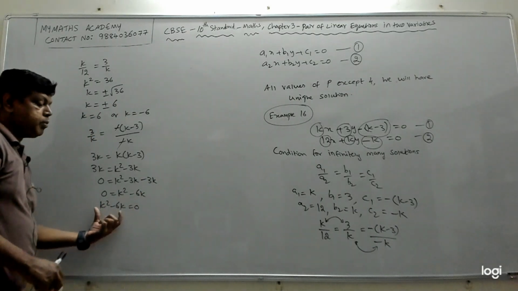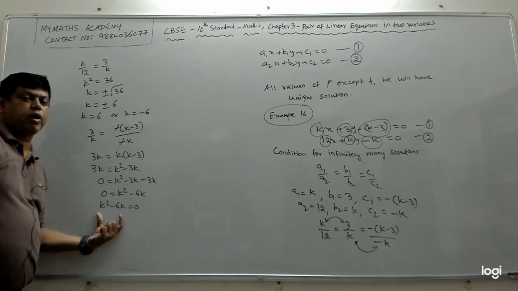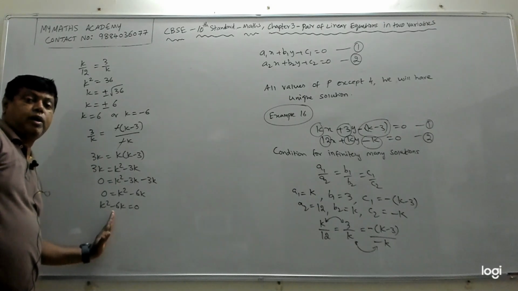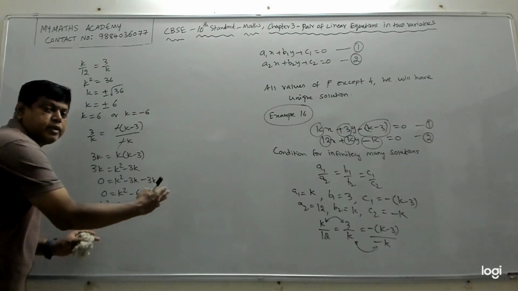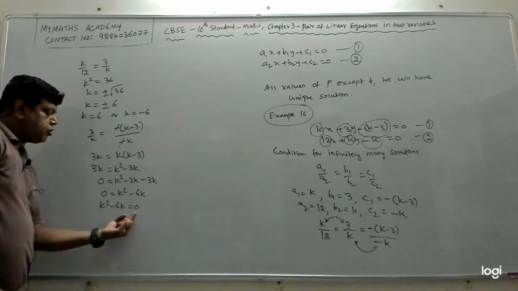Always make sure that you keep your variable, the one that you are going to find, either k or p or x or whatever, on the left side. Your number should be on the right side. Always keep that. If you get it like this, you interchange. The whole thing can be written here, 0 will go here.